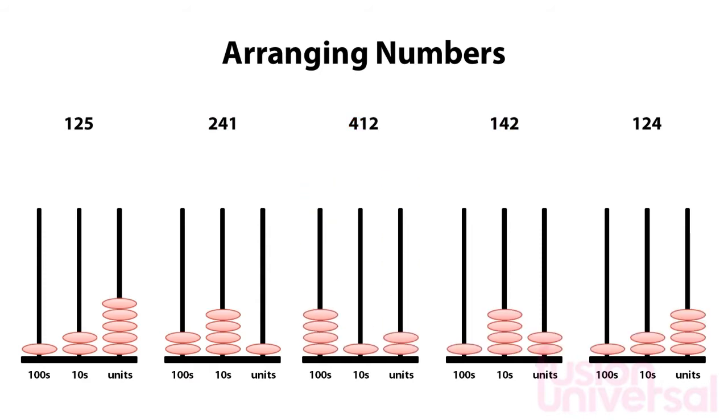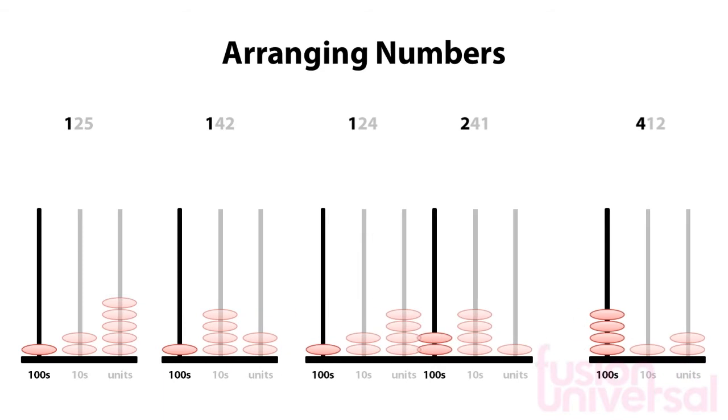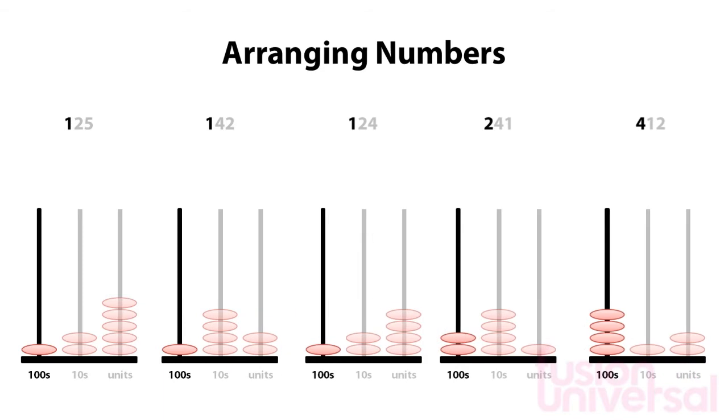Now that we have all the beads in place, we can compare the heights of corresponding places. We start with the largest place value first, the hundreds. You can see that the abacus with 4 beads on the hundreds column is the biggest number, and the abacus with 2 beads in the hundreds column is the next biggest, so they need to go at the far end. The other 3 abacuses have just 1 bead in the hundreds column.